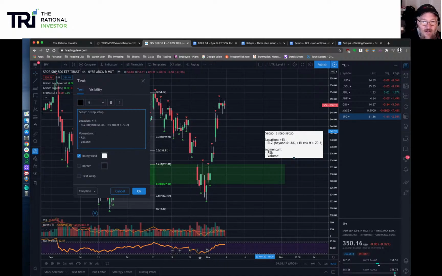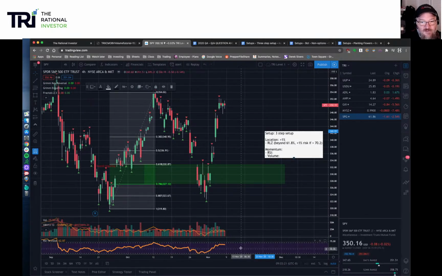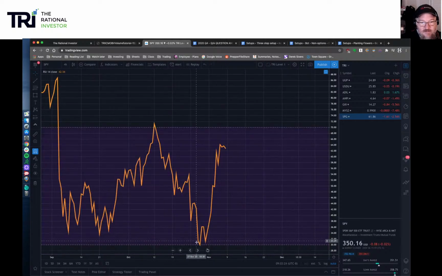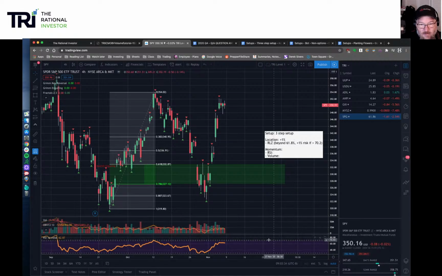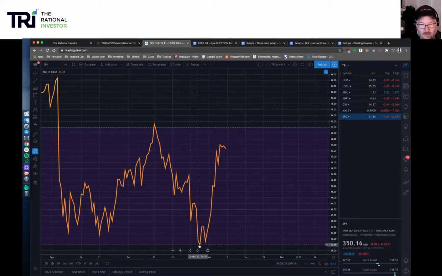So RSI, I don't know if we really have divergence here. Let me look at this low. Is this? Oh, I guess so. So that's higher. At the same time, we have lower, so we have divergence here. And we've got a W technically coming out of oversold. So that's a good signal.